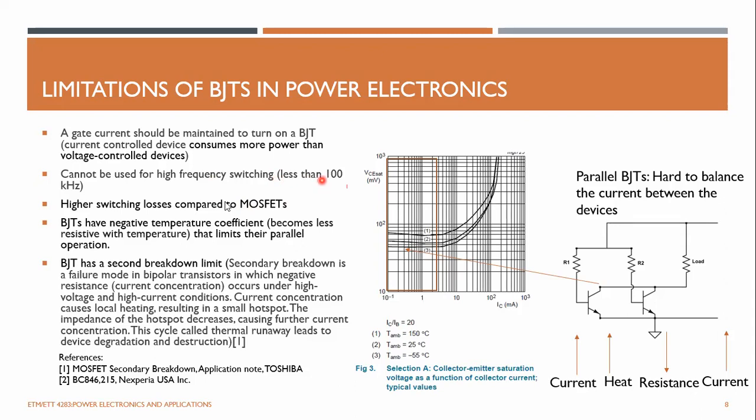And they can't run at high frequency. Typical frequency is less than 100 kilohertz. They have higher switching losses when they turn on and turn off, compared to MOSFETs, and they can't be connected in parallel due to their negative temperature coefficient. You can see when the current is increasing, the voltage drops. The slope is the resistance. So you can see the resistance is V divided by I, right? So when the current is increasing, the resistance drops, which means one transistor will carry all the current.